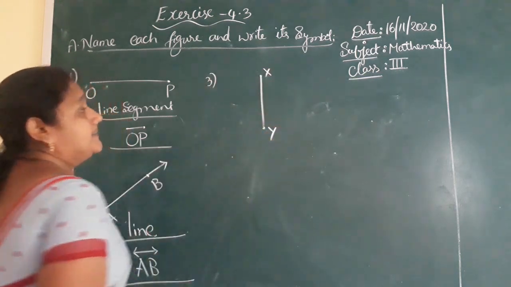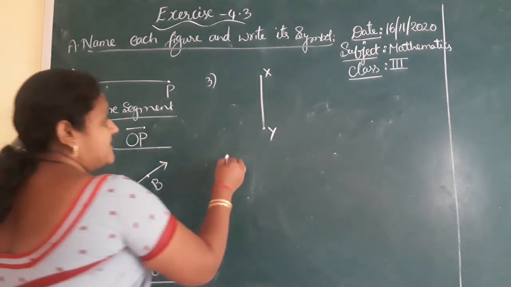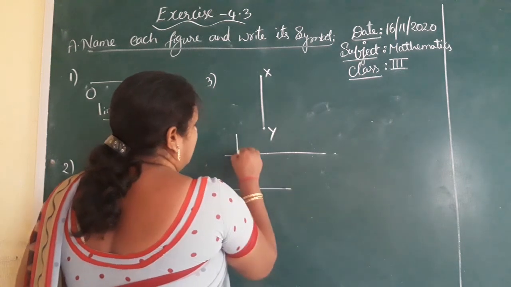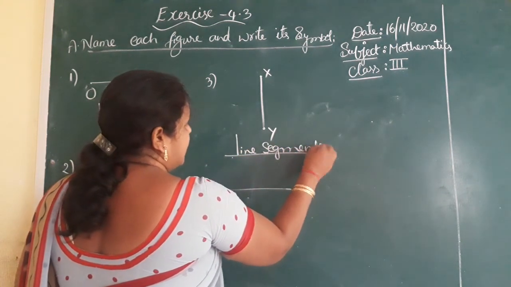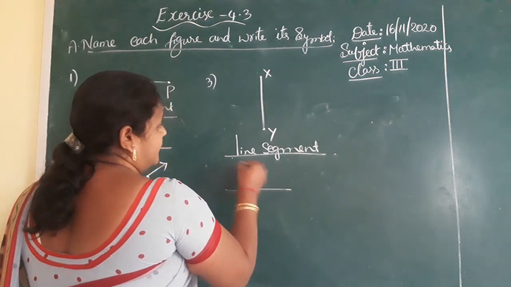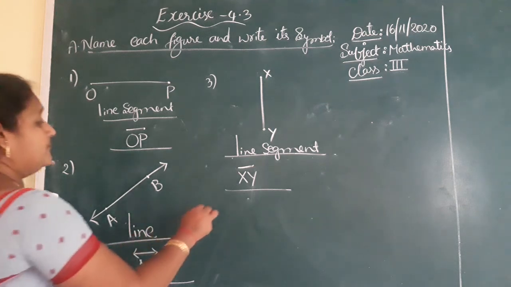X comma Y. What does it show for us? See, X comma Y. What are these two? It ends with 2 endpoints. So 2 endpoints means it is nothing but a line segment. Its name is XY. And you have to show it with the symbol. See the fourth one.